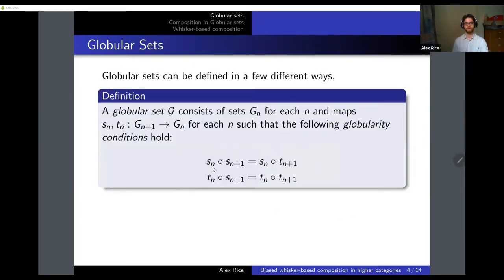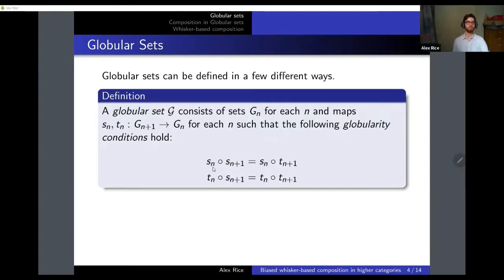So effectively, we have some equalities between these maps. All this is really saying is what I said on the previous slide, which is that effectively it's what makes these things shapes like globes.